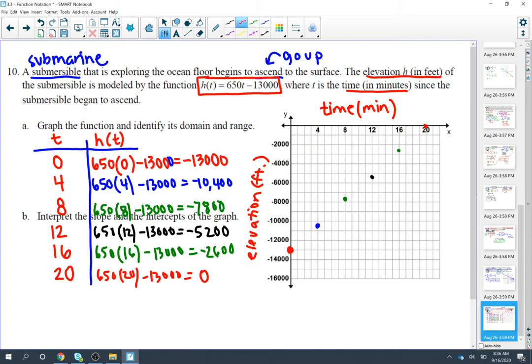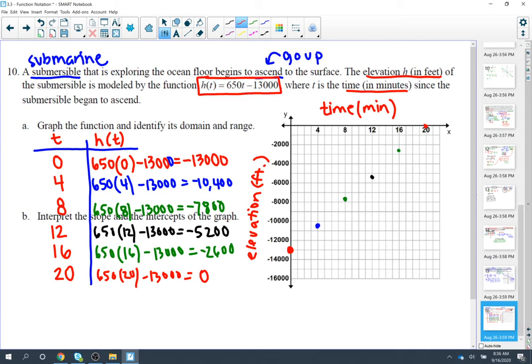And the answer is no, because a submarine doesn't come up to the surface of the water and then take off and start flying, okay? The highest that the submarine can go is the surface of the water, which is right here. So once it reaches the surface of the water, it can just keep floating along the surface, but we just wanted to know how long it took to get there.